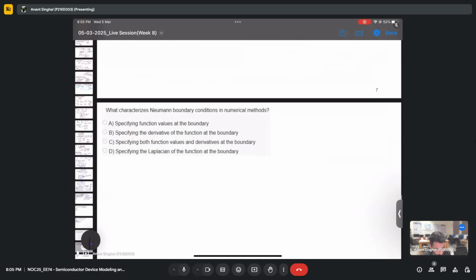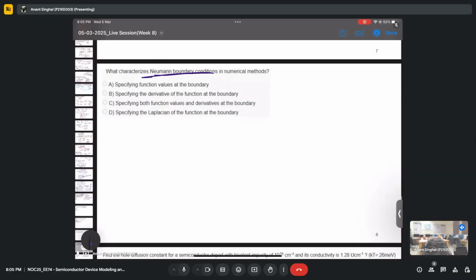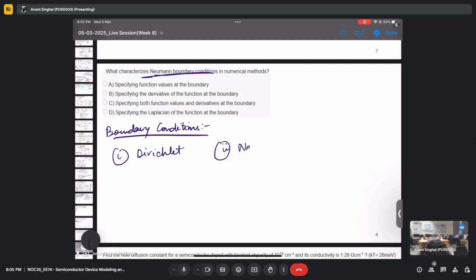There's one more problem which says what characterizes the Neumann boundary condition. Let me give you a very basic idea. There are two main types of boundary conditions. The first one is Dirichlet, the second one is Neumann. These two are the only main ones that we study.